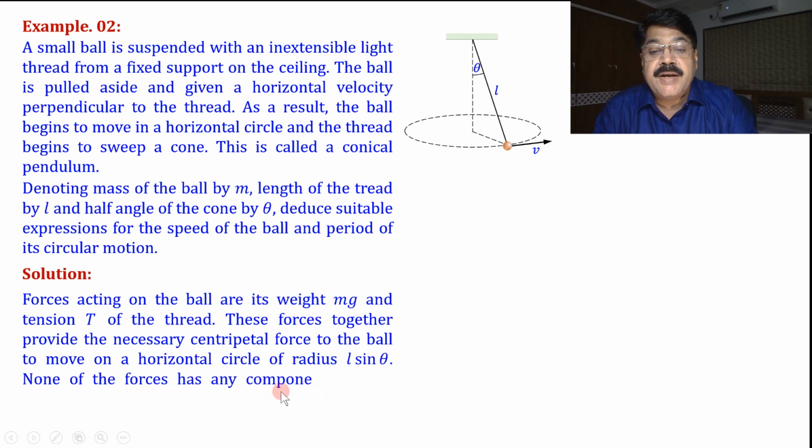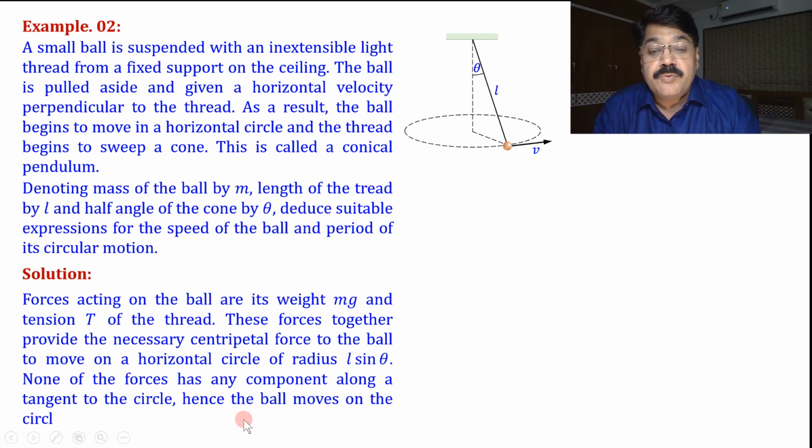None of the forces has any component along a tangent to the circle. Hence, the ball moves on the circle with a constant speed. Now you can see what the radius is. If this length is L and this angle is theta, clearly from trigonometry it will be L sine theta. So the ball will move on a radius of L sine theta and the center is here. There is no air drag, so the speed of the ball will remain constant, and it is also clearly visible: tension T acts along the thread and mg, none of these forces has any component along the circular tangent. So the speed of the ball will remain constant. Now if we can think all these things, the problem is over.